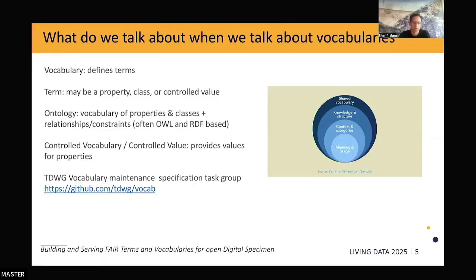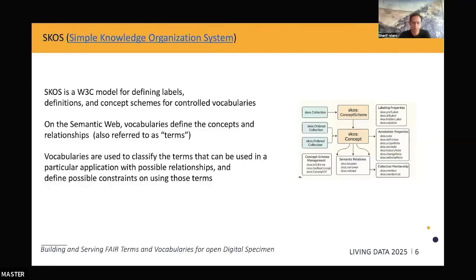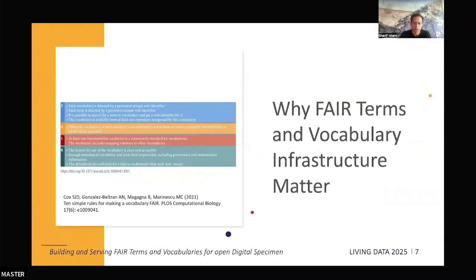I borrowed some of these ideas from the community, specifically how it was described in the TDWG vocab maintenance specification task group. Within the context of DISCO, we will be primarily interested in the terms and the controlled values, and I'll show an example in a minute. Some of these ideas also came from the semantic web world and the idea of the Simple Knowledge Organization System, where they talk about concepts, classes, and the relationships between them. You will see these ideas also coming in within our discussions.